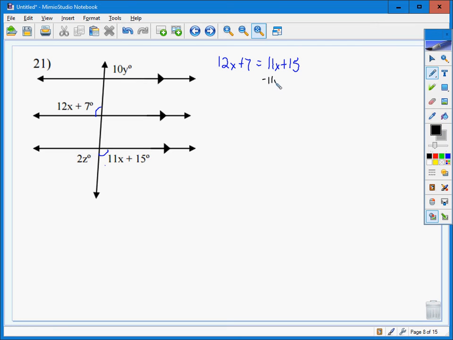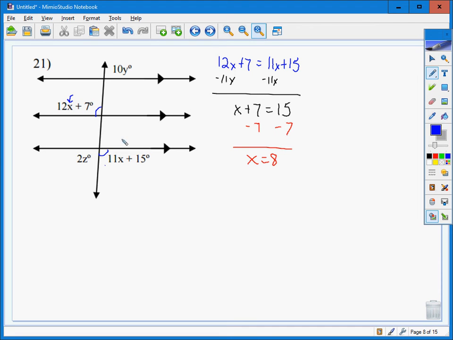Getting my x's together, I'm going to get rid of the 11x. I now have x plus 7 is equal to 15. And if I subtract 7 from both sides, I get x is equal to 8. Again, I really recommend that you plug that back in.